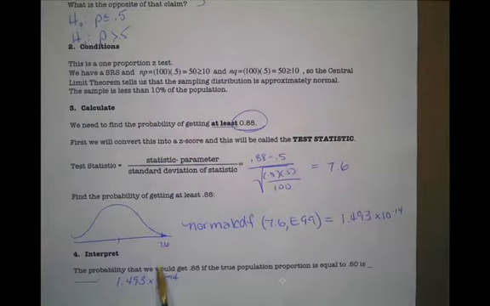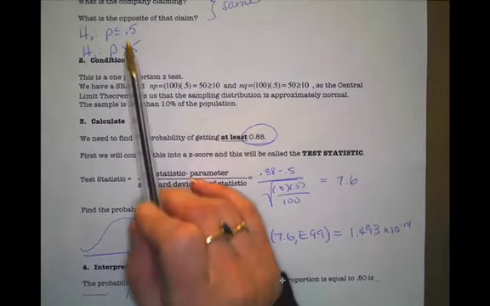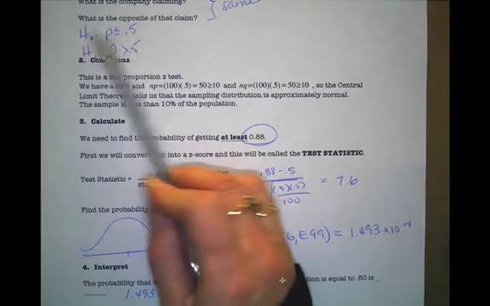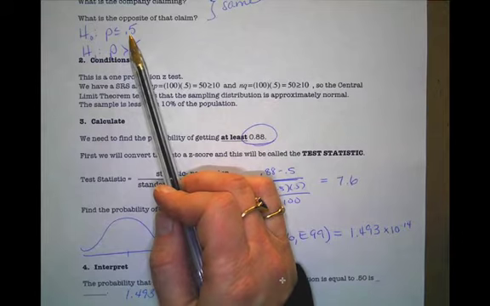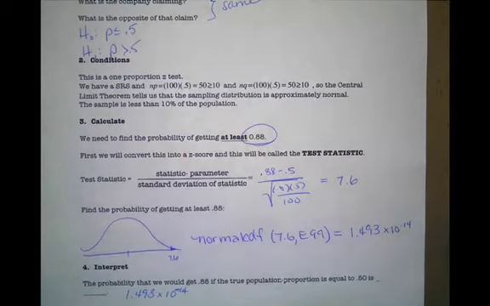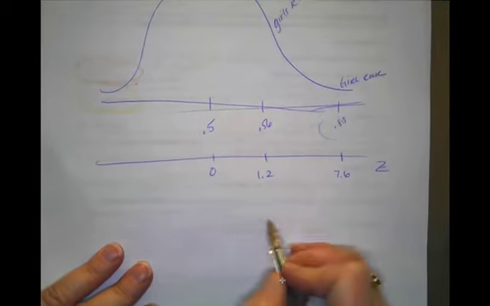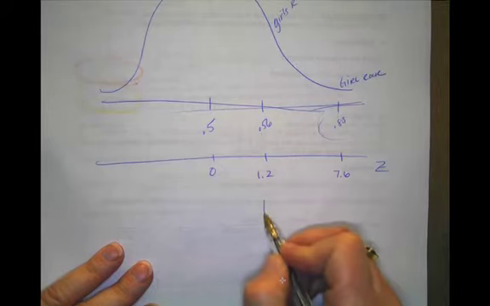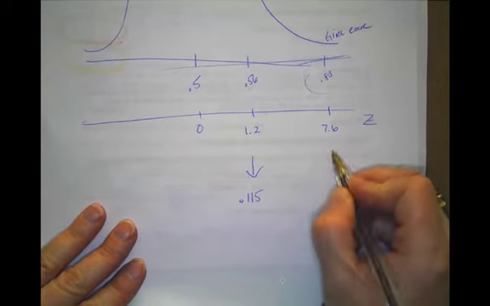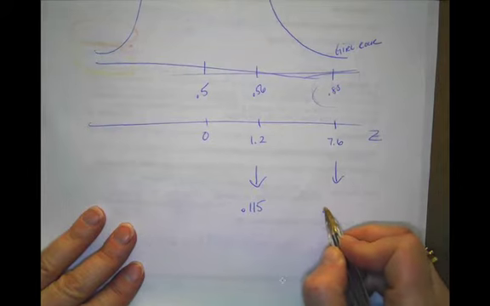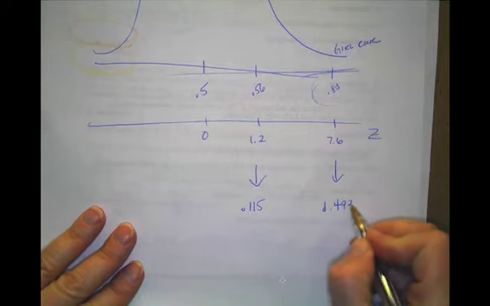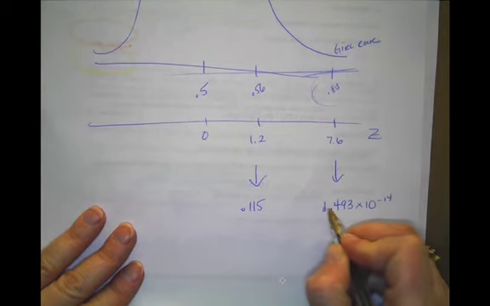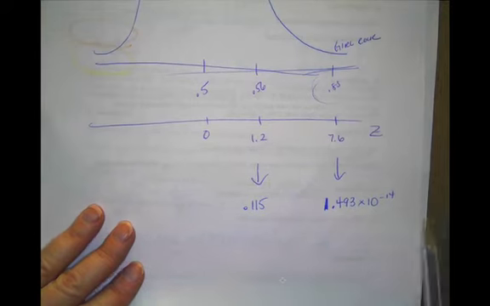So if it's so unusual, it's so unlikely that I would get 0.88. The possibility of this being true, that the proportion is actually less than or equal to 0.5, is not very likely. So then I would reject that null hypothesis. And then furthermore, we can look at it in terms of a probability. The probability for this one we saw was 0.115. The probability of this happening was 1.493 times 10 to the negative 14, so it was very small, almost 0.